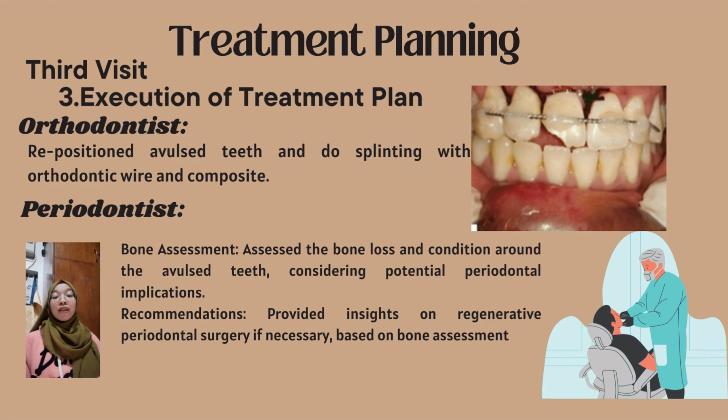After that, the orthodontist will then reposition the avulsed teeth and do splinting with the use of orthodontic wire and composite. The periodontist will then assess the bone loss and condition around the alveolar teeth, considering potential periodontal implications. Recommendations include providing insights on regenerative periodontal surgery if necessary based on bone assessment.